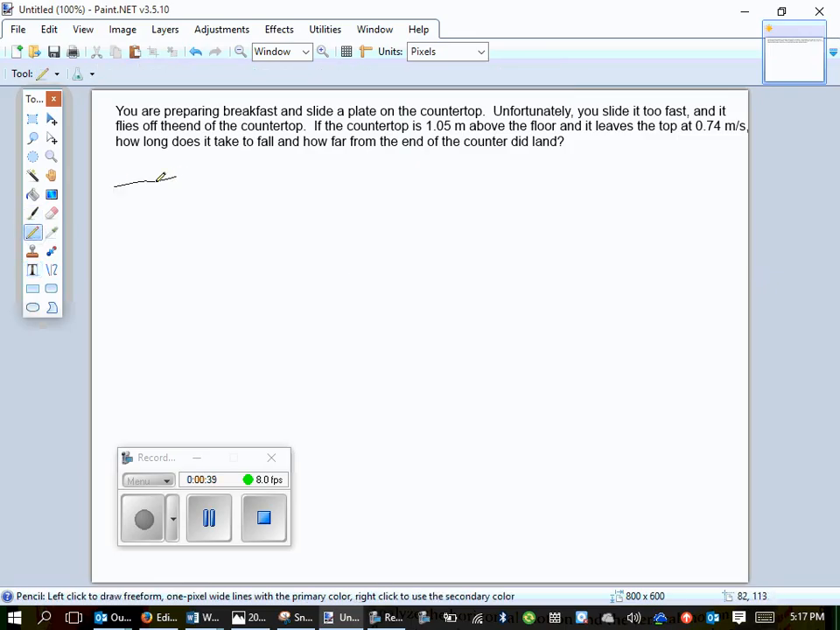You have your countertop, it's nice and straight, the plate goes off, and it's going to hit the ground. So we have to draw a motion diagram. Let's say that this is the edge of the countertop. We're going to have some vertical motion, some velocity in this direction, and then in this direction, we are going to have a constant velocity and we have no acceleration.